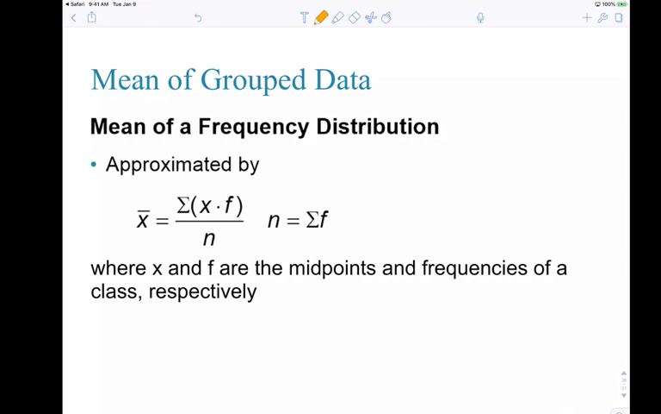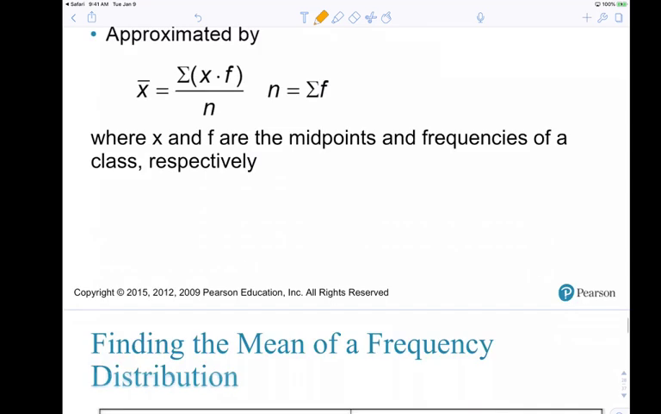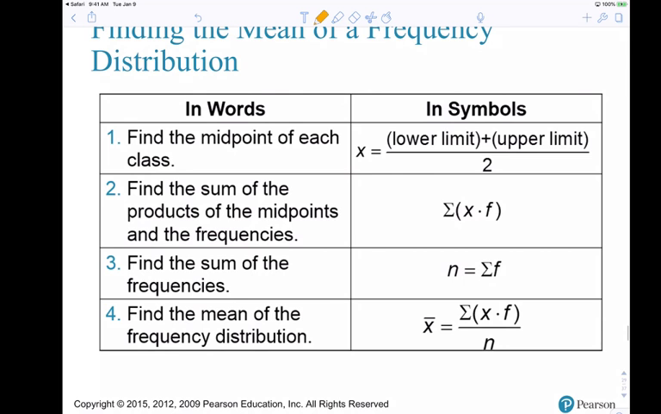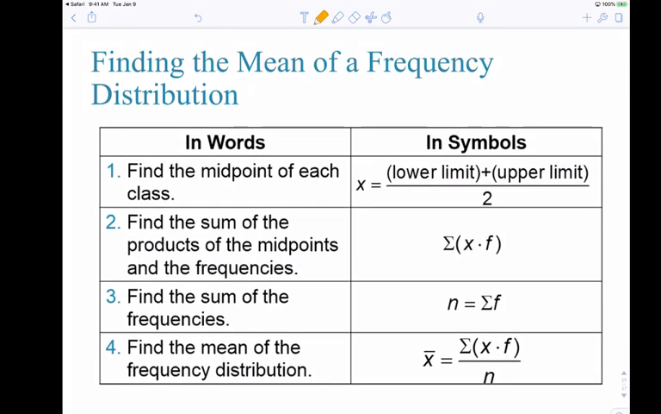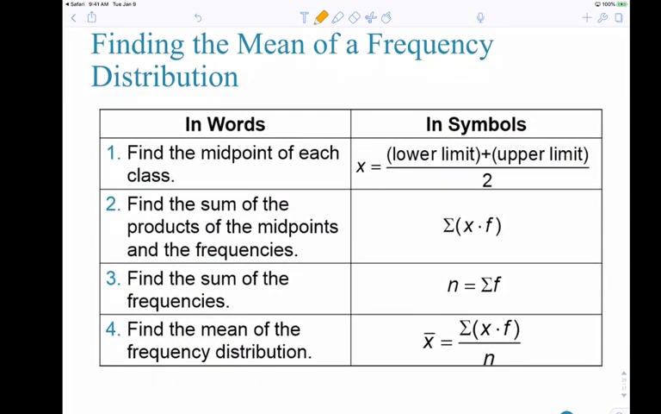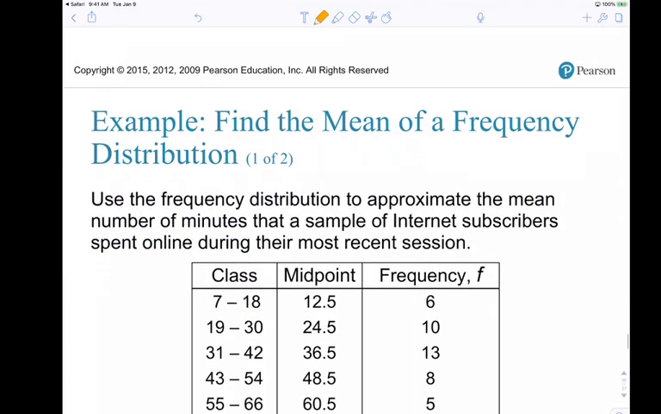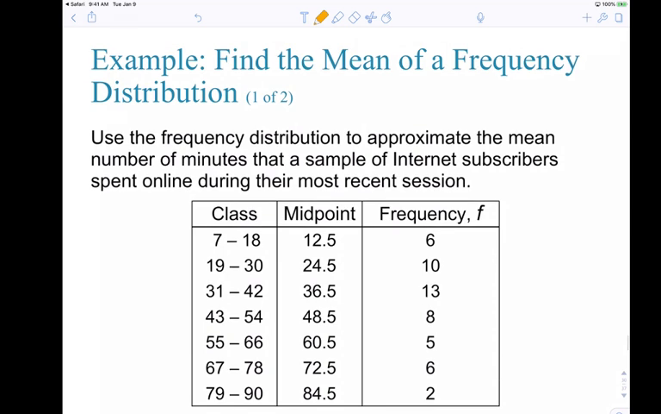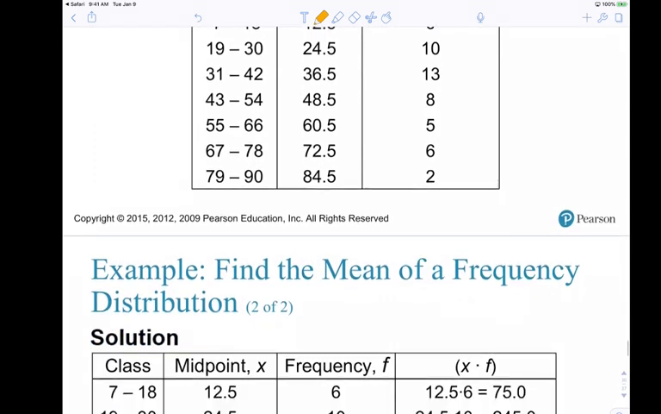Let's see it in action. In words, find the midpoint, sum of the products, sum of the frequencies. I want to see an example. Okay, so we have this frequency distribution. It says use the frequency distribution to approximate the average number of minutes. So are they going to use the midpoint? Yeah, they're using the midpoint.